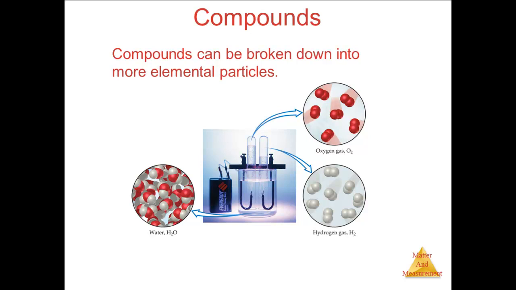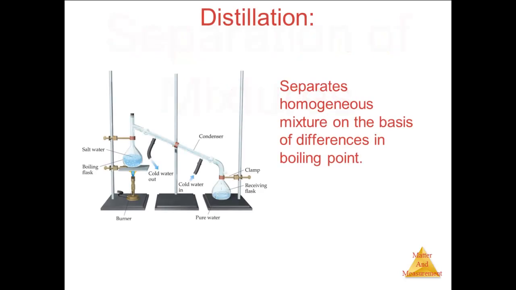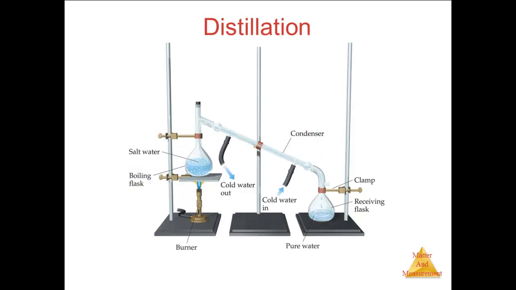Compounds are only broken down by a chemical reaction. Mixtures, on the other hand, can be separated by physical changes. Several examples are distillation. A solution is heated to vaporize a volatile component, one with a low boiling point, leaving a non-volatile component behind. The volatile component is then condensed and collected. Mixtures of several volatile components can usually be separated by fractional distillation.